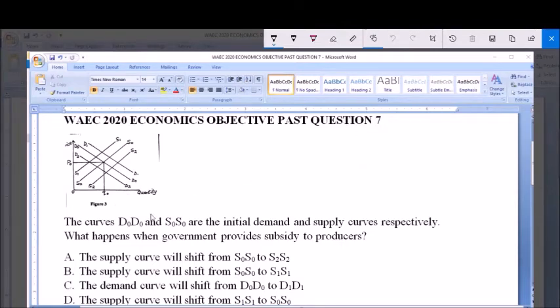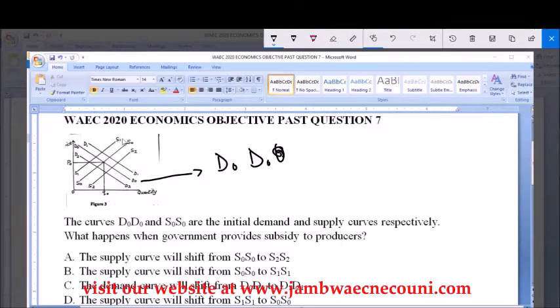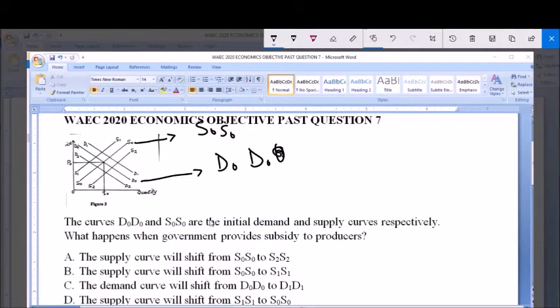So let's locate the curves. This is D0, D0 here. And then you have S0, S0. This is it, this line here. Now, these two curves we have located, we are told that these are the initial demand and supply curves, respectively. Now, we are asked what happens when government provides subsidy to the producers.